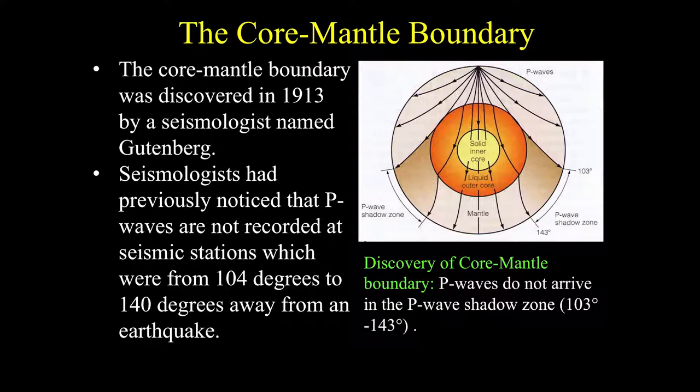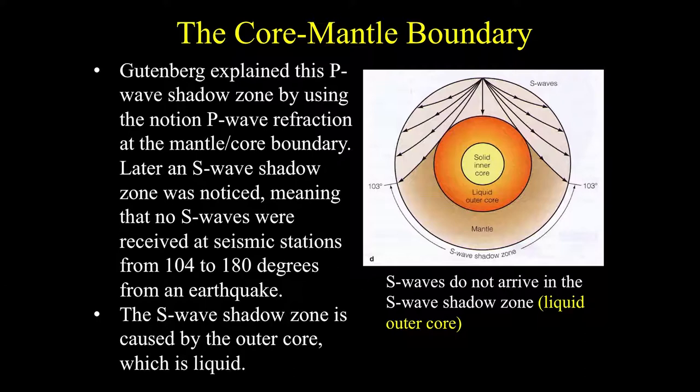Gutenberg explained this P wave shadow zone by using the notion of P wave refraction at the mantle core boundary. Later, an S wave shadow zone was noticed, meaning that no S waves were received at seismic stations from 104 to 180 degrees from an earthquake. The S wave shadow zone is caused by the outer core, which is liquid. In this picture, S waves do not arrive in the S wave shadow zone, or the liquid outer core.